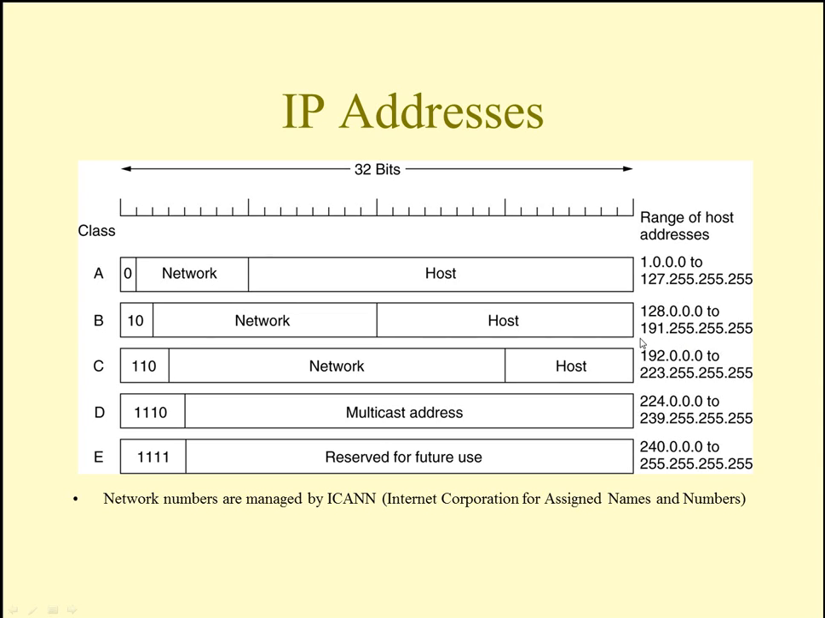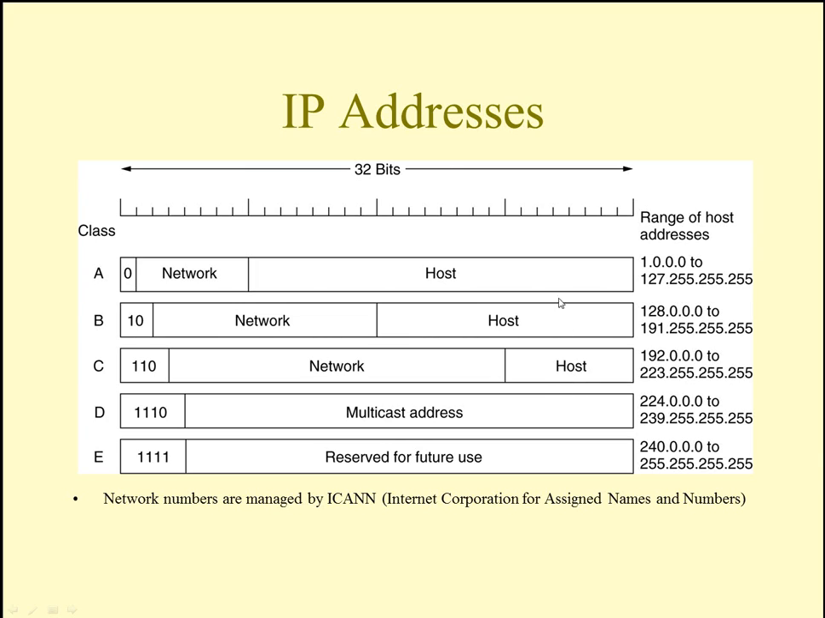When we move up to a class C address, we see that we have the first 3 octets, which is the first 24 bits of the IP address, that represent the network address. So 192.0.0.0 to 223.255.255.255 is the IP address range. The network address range is 192.0.0 up to 223.255.255, and that would represent the network address.